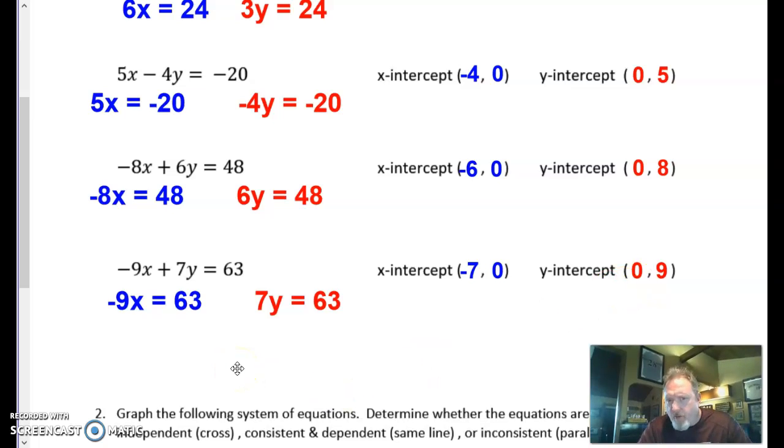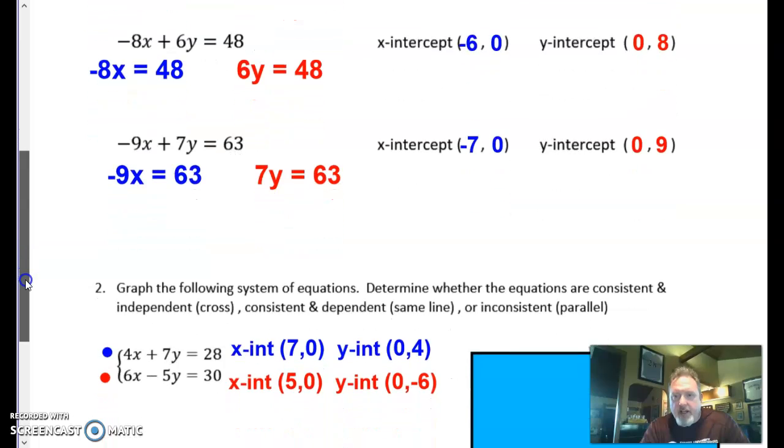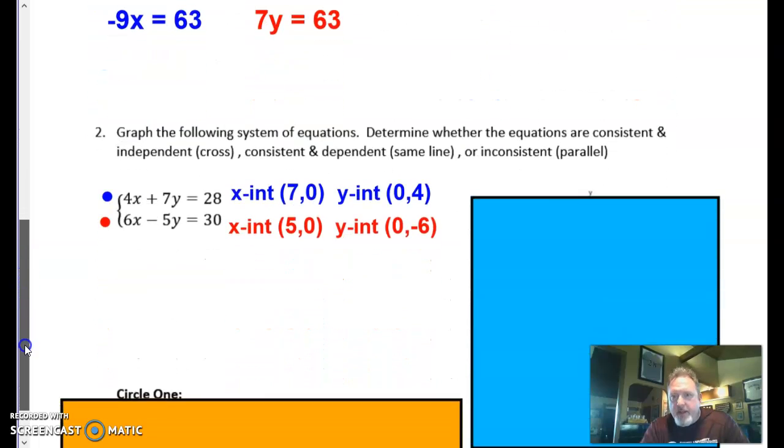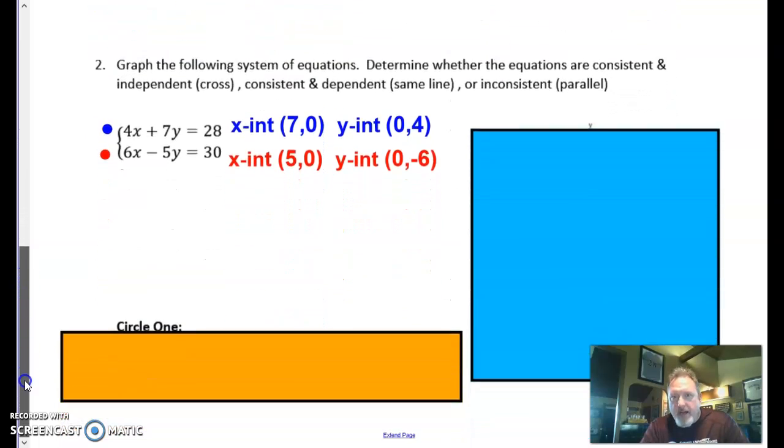And the first part of your homework will be very similar today. They'll just ask you to find the x and y intercepts for each. Then the second half, they're going to ask you to graph. And in addition to graphing the line, or graphing the system of equations, they're going to ask you if it is consistent and independent. That means that the lines cross one time. Consistent and dependent, that's if they're the same line, so all the points overlap. And if it's inconsistent, that means they're parallel.